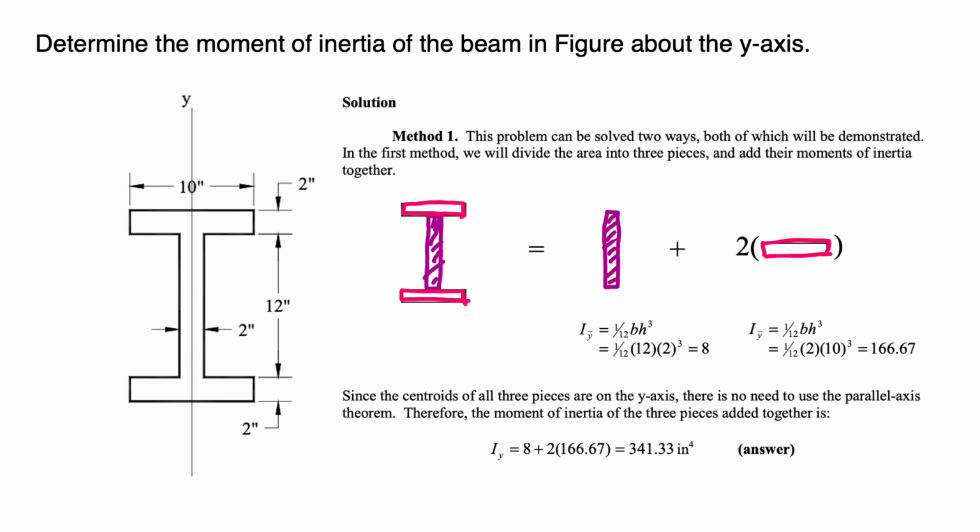For the web, we have the centroidal moment of inertia bh cubed over 12, which means 12 times 2 cubed over 12, which gives me the value of 8. And for the flanges, we have bh cubed over 12, which means 2 times 10 cubed over 12, and that is 166.67. Since the centroids of all three pieces are on the y-axis, there is no need to use the parallel axis theorem. Therefore, the moment of inertia of the three pieces added together is 8 plus 2 times 166.67, which is 341.33 inch to the fourth.